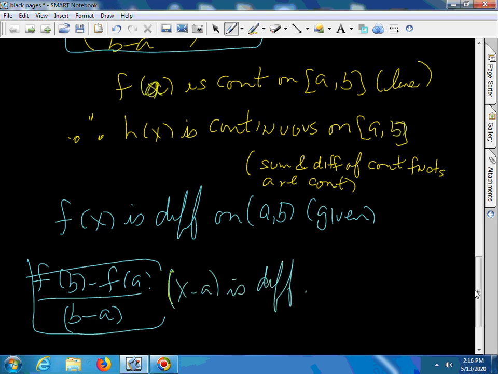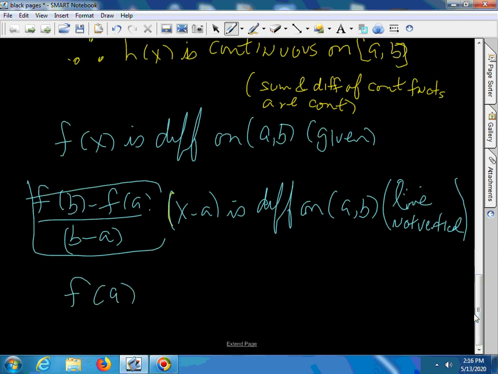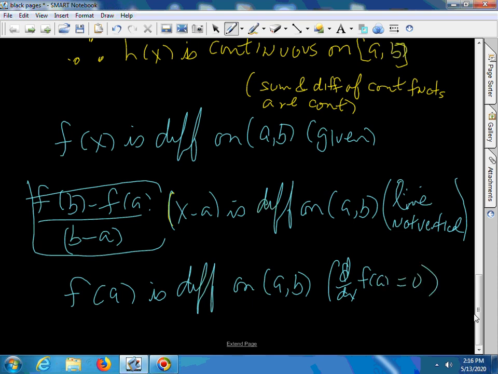This is differentiable on AB because it's a line and it's not vertical. The only line that doesn't have a derivative, that is, doesn't have a slope, is a vertical line. Okay, now F of A is differentiable on AB. Why? Because the derivative is 0. If I know what the derivative is, then it must be differentiable. The derivative of F of A is 0.